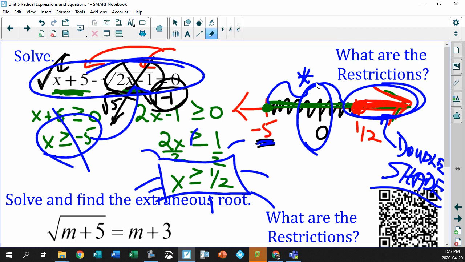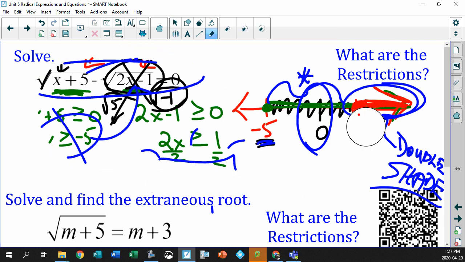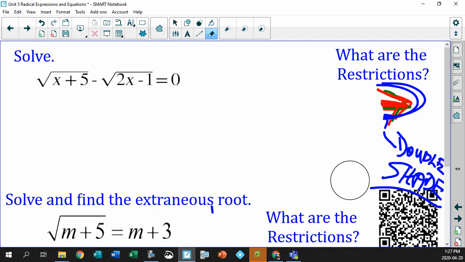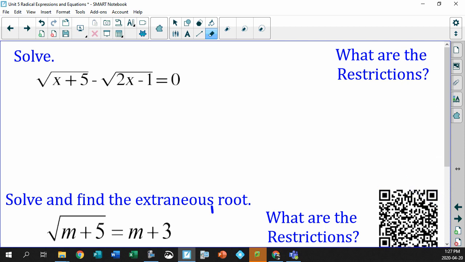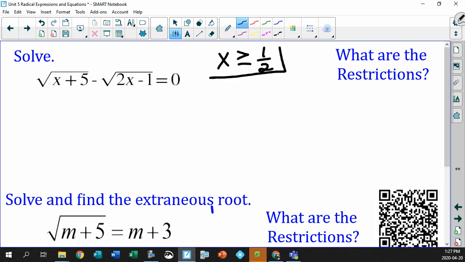So let's clean this up now, because we still haven't solved this yet. Oh my, we've got to solve this puppy yet. Well, let's put that restriction down. Do you remember the restriction? X has got to be greater than or equal to 1/2. There's my restriction. Now, let's go and solve this.